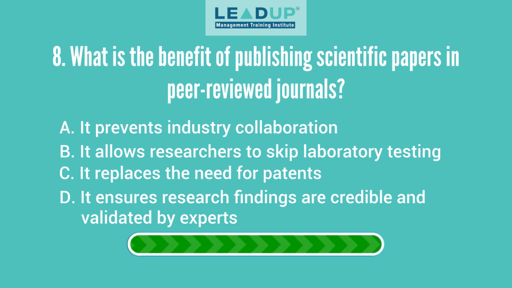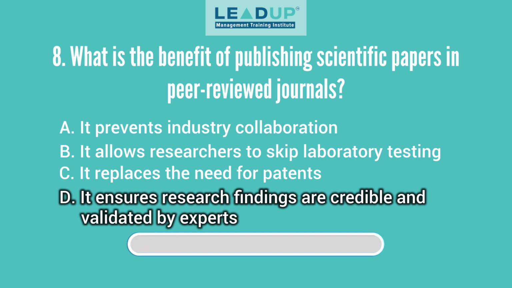Question 8. What is the benefit of publishing scientific papers in peer-reviewed journals? A. It prevents industry collaboration. B. It allows researchers to skip laboratory testing. C. It replaces the need for patents. And D. It ensures research findings are credible and validated by experts. Answer: it ensures research findings are credible and validated by experts.